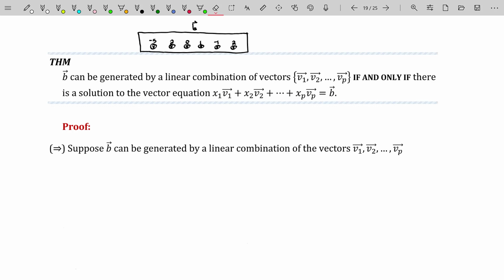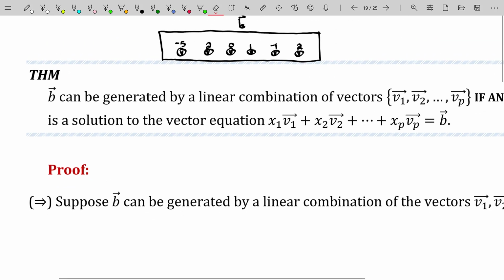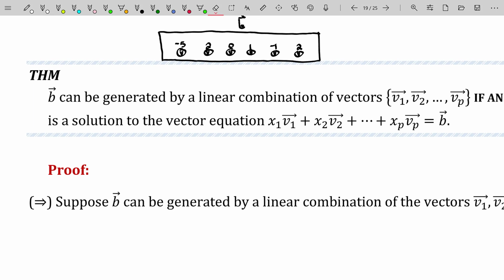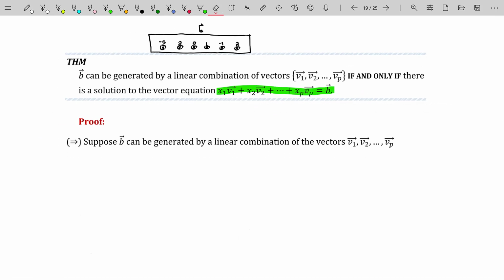Now, where we want to arrive at is that there is a solution to the vector equation x sub 1 v sub 1 all the way through x sub p v sub p equals b. That is, we're trying to arrive at this statement right here. Well, what does it mean that b can be generated by a linear combination of the vectors v1 through vp? That means there has to be some constants, some numbers c1 through cp, that are the weights we can apply to those vectors so that that linear combination sums to b. And that's what I'm saying here.